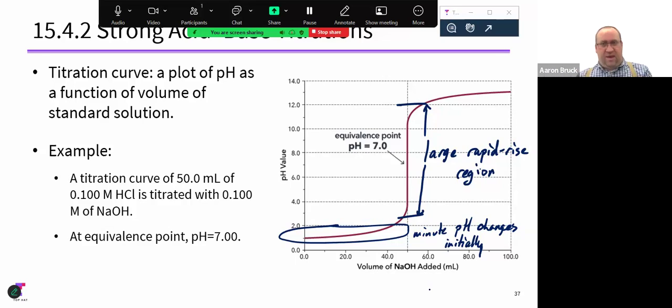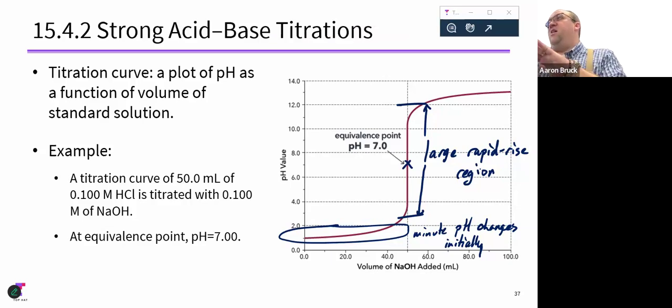Now, generally speaking, in the middle of that rapid rise region, that is where we find our equivalence point. So the equivalence point is at pH 7 in this particular case. And this is the point where we have equimolar amounts of sodium hydroxide and hydrochloric acid added to each other. And so since we have equimolar amounts, they cancel each other out perfectly. It's kind of that dream scenario of stoichiometry. There are no excess reactants. There are no limiting reactants. Everything has been done to the absolute perfection. That is the equivalence point.